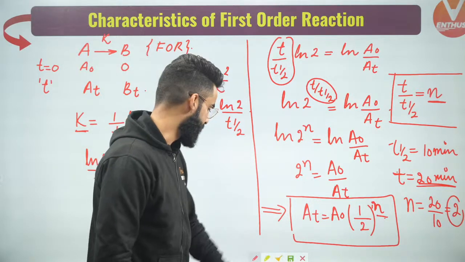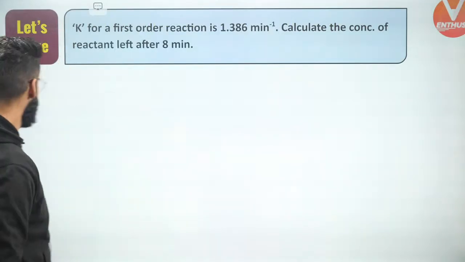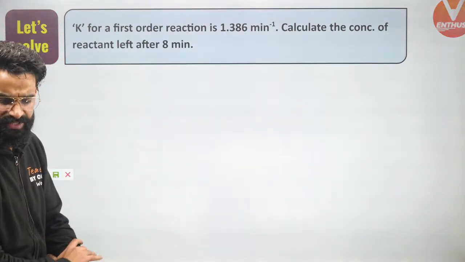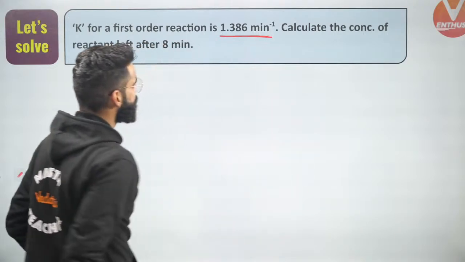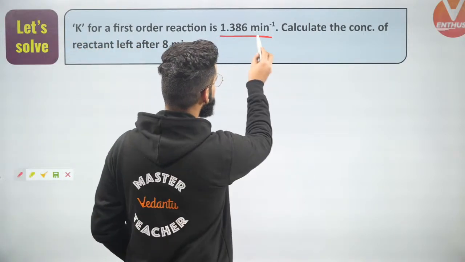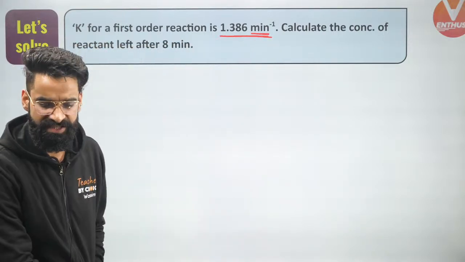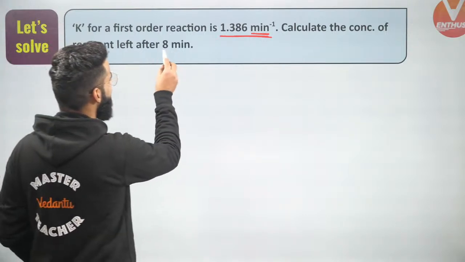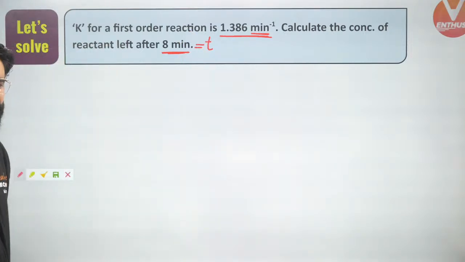Hello, Shahid. Okay, now people, see how this equation is to be used in the questions. Understand properly what I'll say. I'm given the question right here, and the rate constant for a first order reaction is given to me as 1.386 minute inverse. Minute inverse is the unit of rate constant. That means the reaction whose rate constant is given to me must be of order 1. Calculate the concentration of reactant left at time t equal to 8 minutes. This is the question which is given to me, correct?